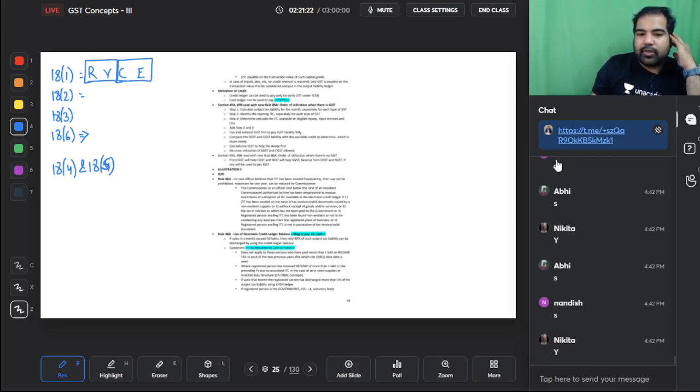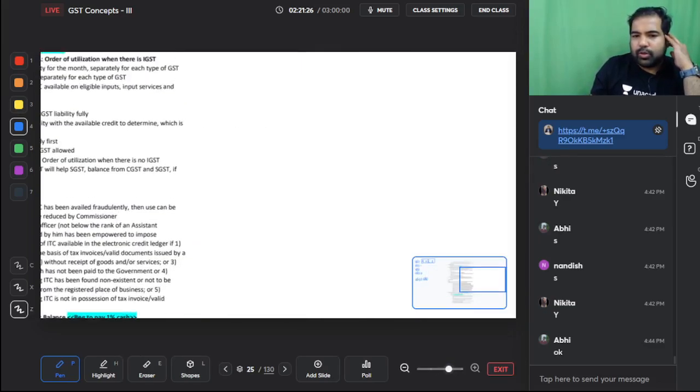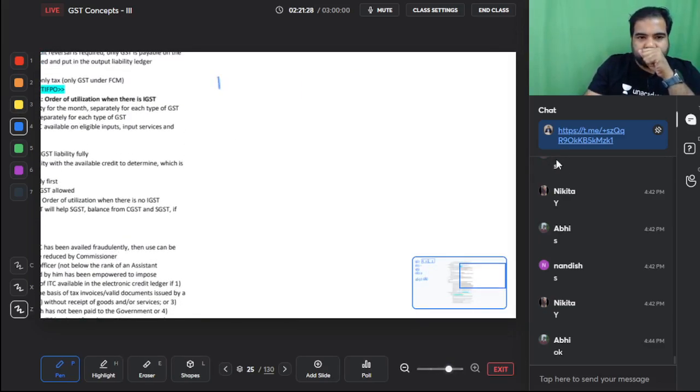Almost reaching the end of this chapter. So I'm just telling you 2 rules which you should know. One is rule 86A. The shortcut is avoid.